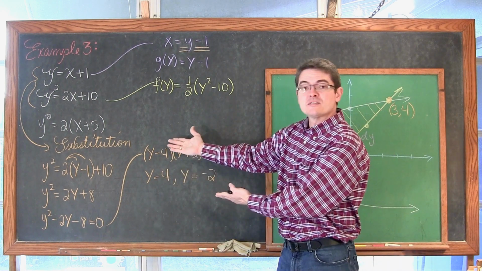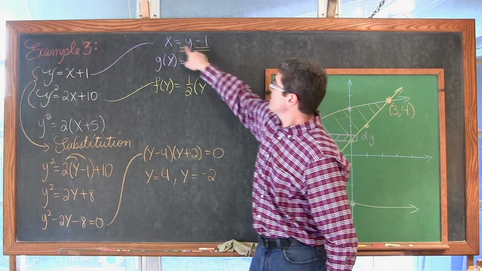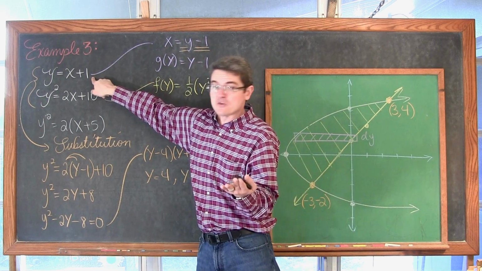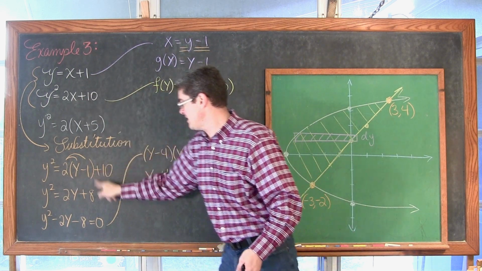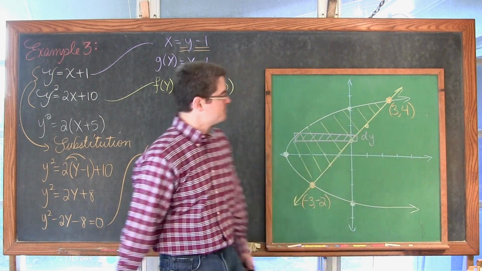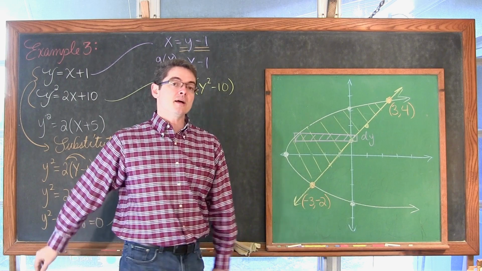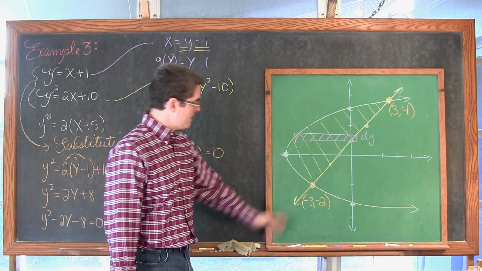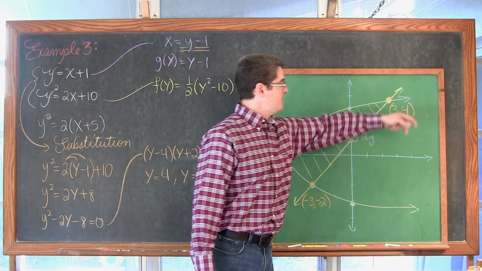Alright, well, you saw what I did, substitution method. Took that value of x from really this first equation, plug it into the second one, and solve for y, and got y is equal to 4 and negative 2, which means our intersection points, not that we really need to know the x's because we're going to integrate with respect to y, but they're negative 3, 2 and positive 3, 4.